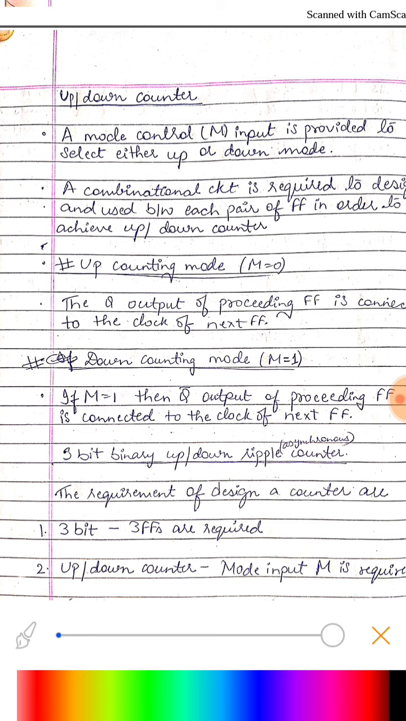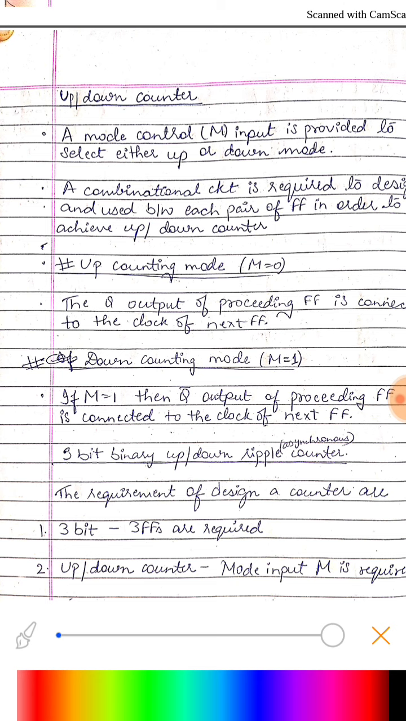If it was the first flip-flop in the counter, the output QA bar of the first flip-flop would feed the clock of the second flip-flop, and this goes on to the last flip-flop. So we saw how we can implement up and down counters.